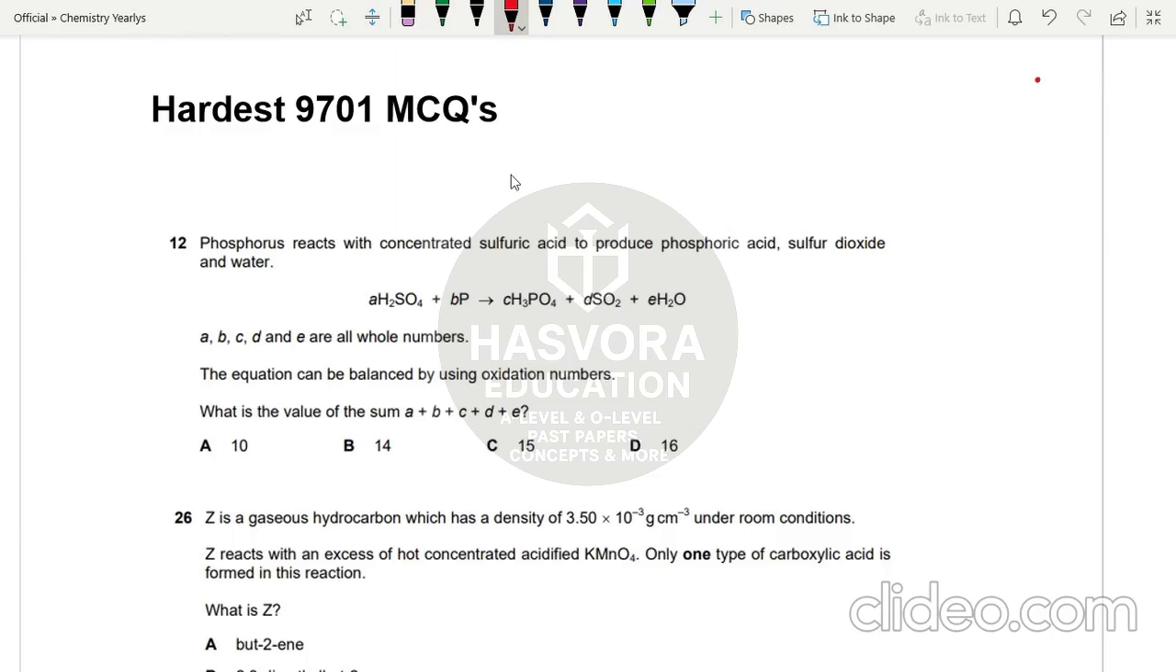So how I attempt this question is, first of all you have to recognize the species that are going under oxidation and reduction. First of all you can see the sulfur in the sulfuric acid, the phosphorus and the sulfur. So these are actually going under the oxidation and reduction. So now what will I be doing here is, first of all let me zoom in.